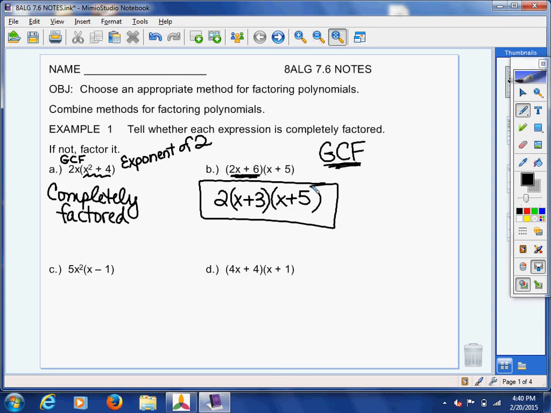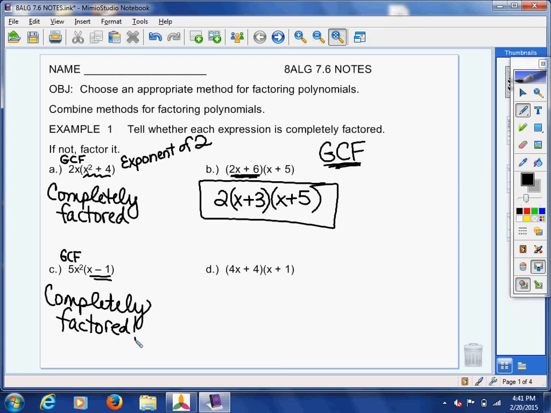All right, let's look at letter C. 5x squared times the quantity x minus 1. This clearly appears to be the GCF that was pulled out. The 5x squared, I can't do anything with that. So let's focus in on the quantity. There's no variable that's squared. I don't see a GCF, so it is completely factored. There's nothing else I can do here. So I'm going to leave it alone. And then let's look at letter D.